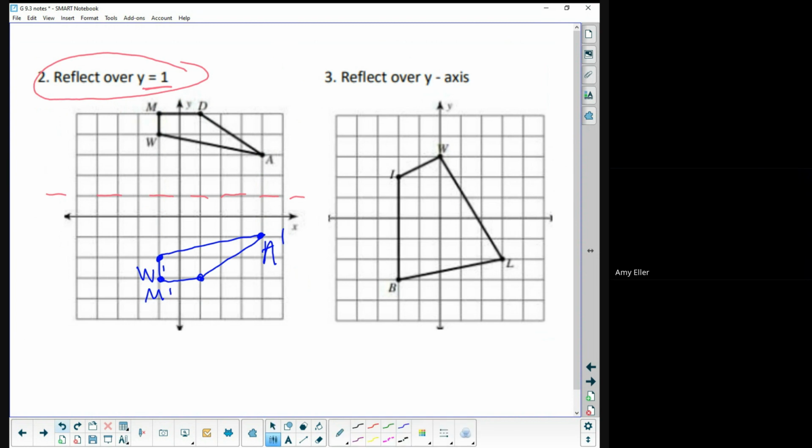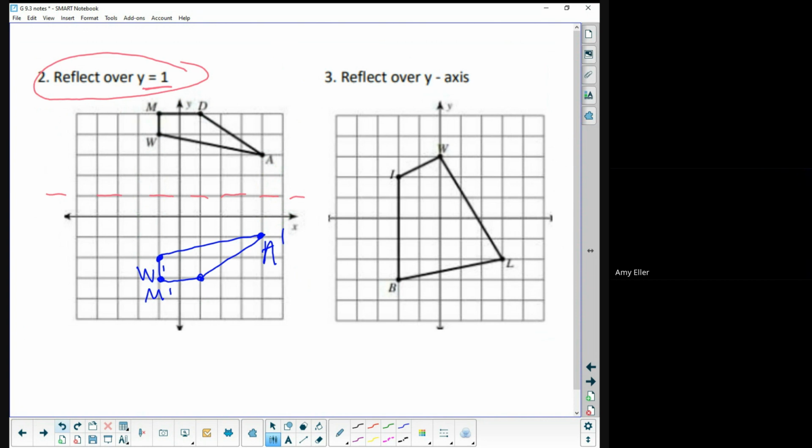Well, let's look at A. How far did A travel down the field? 4 units. Is that how far M traveled? No. We all reflect over the same line, but that doesn't mean we all move the same distance.